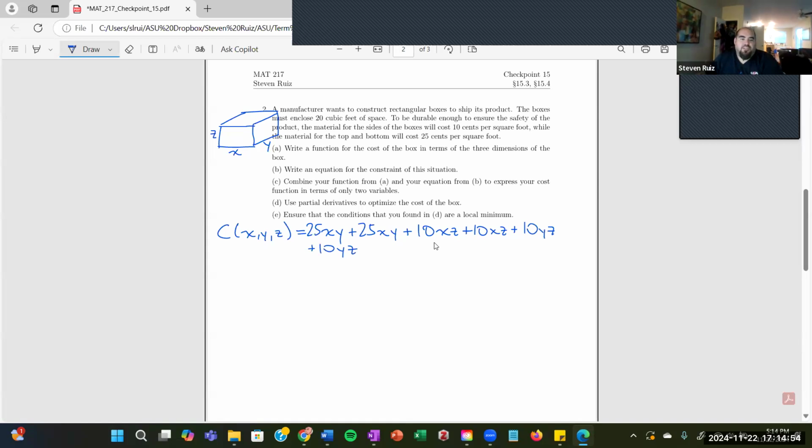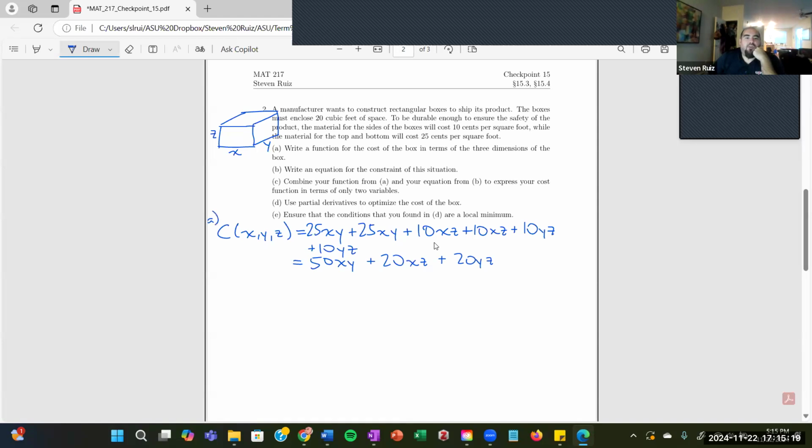All right, can I consolidate some things here? So 50XY plus 20XZ plus 20YZ. All right, so here's my cost function in terms of all 3 dimensions of the box. All right, so that was part A.